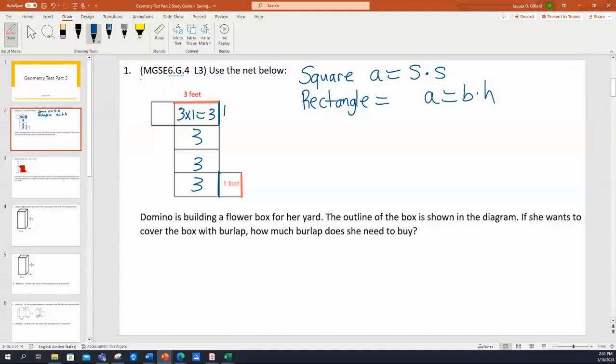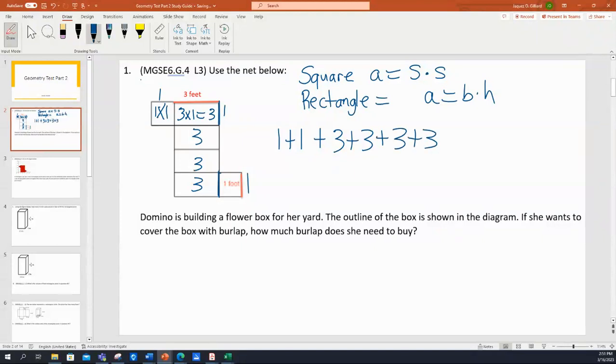Now, when I'm thinking about the area of this square, we said the area equals side times side. And if it's 1 foot, that means it's 1 foot all around. So for the square, it's going to be 1 times 1, which is 1. So this is 1, and this one is also 1. Now all we have to do is add it all up to get the surface area. So I have two squares with an area of 1, so that's 1 plus 1, plus four rectangles with an area of 3, so plus 3 plus 3 plus 3 plus 3.